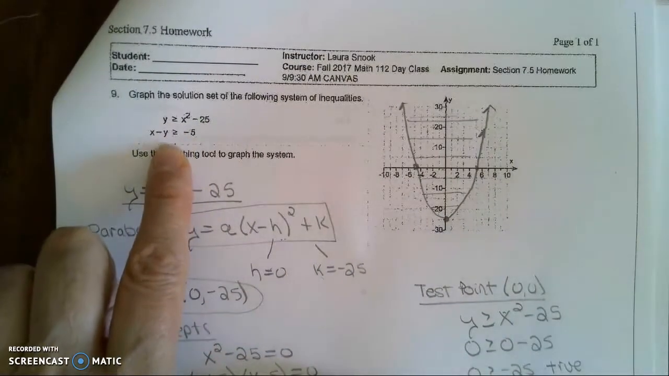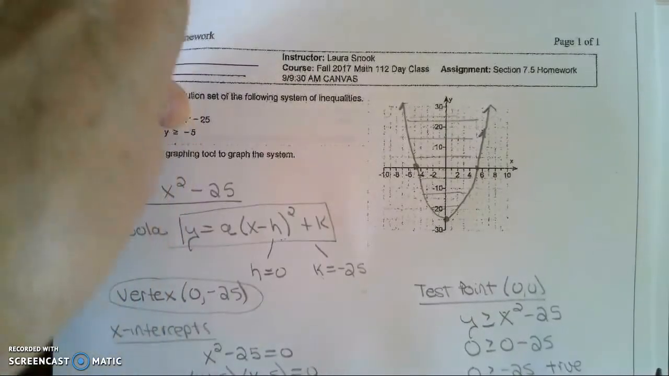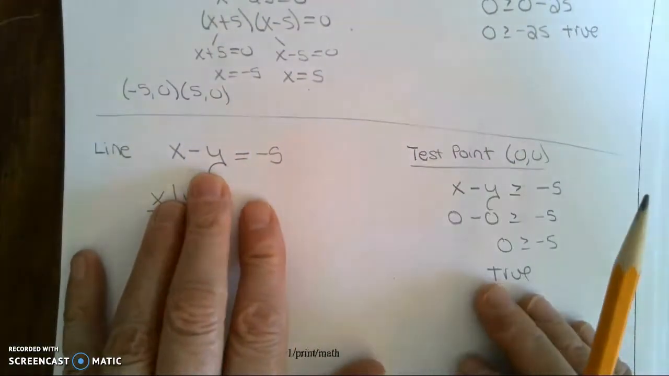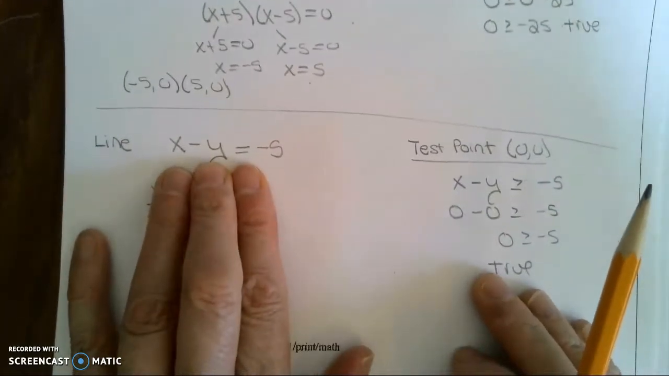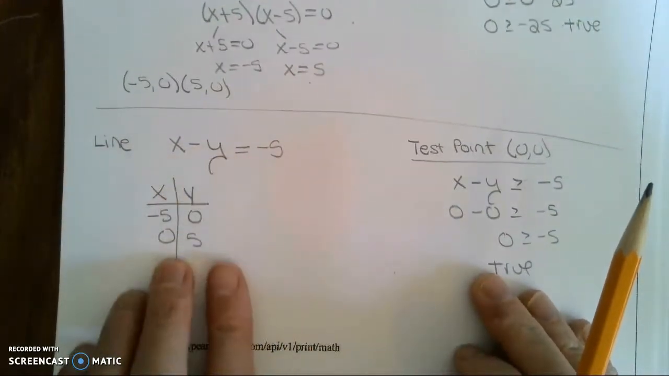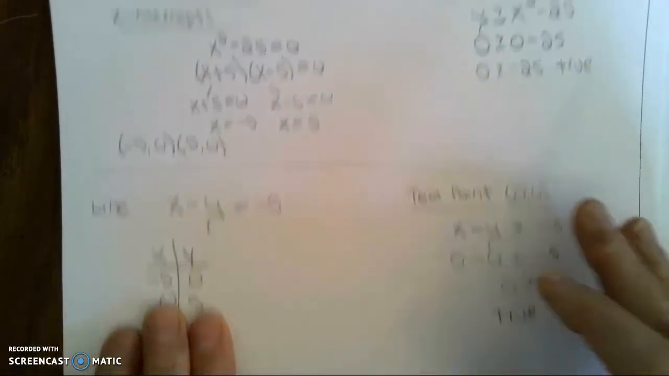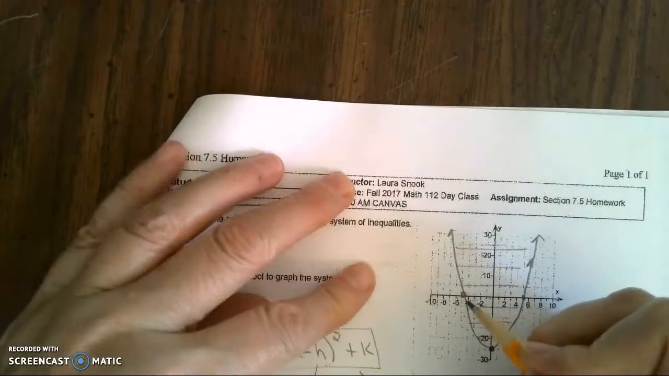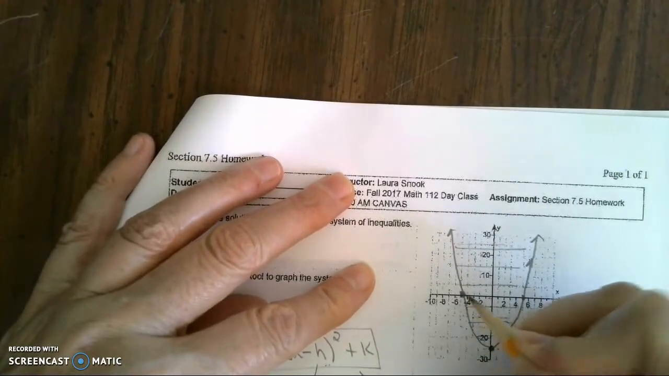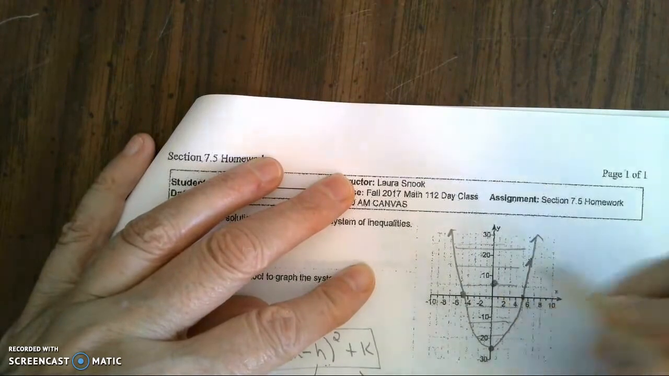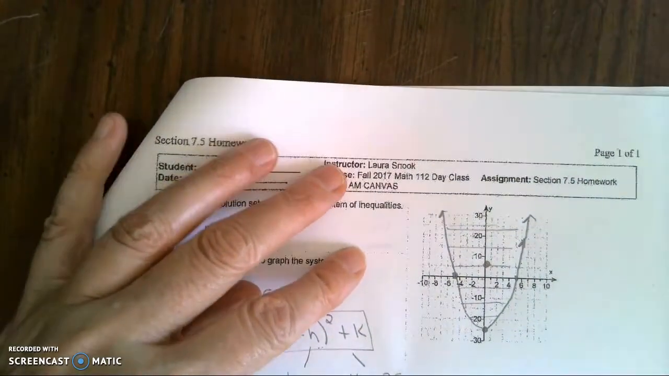Now we're going to go to the other inequality, so I'm going to move my paper down. The other inequality I wrote down with the equal sign, so this is a line. I found the x and the y intercepts and I'm going to plot those two points. The x-intercept was negative 5, and the y-intercept is 5. Then I'm going to connect those together.